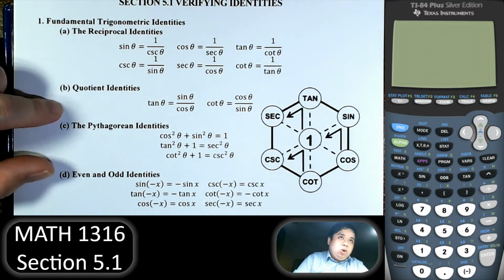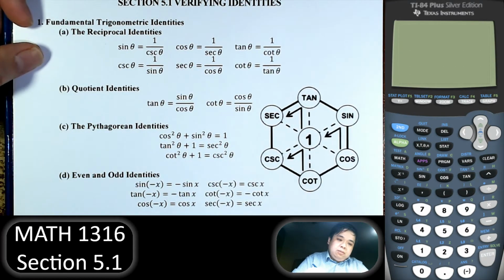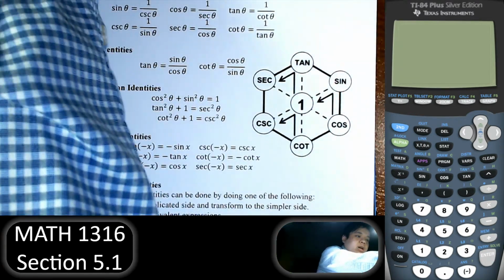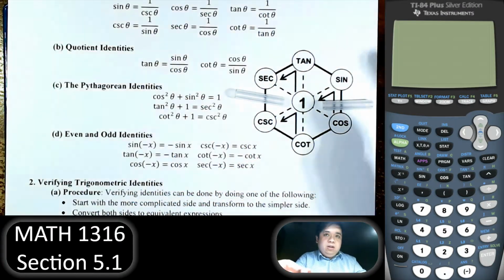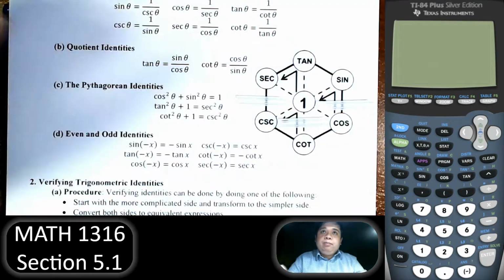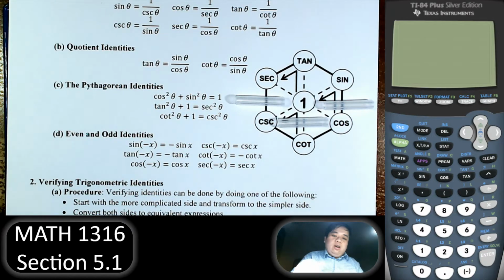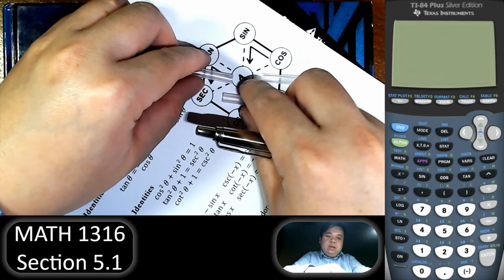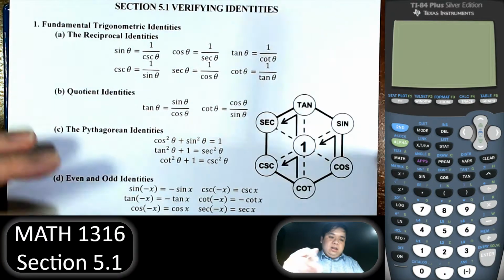Reciprocal, quotient, and Pythagorean identities can all be deduced from this hexagon. For a hexagon where we put a trig function on the top, like tangent, there will be 3 ratios. So tangent is sine over cosine, 1 over cotangent, and secant over cosecant. And of course you can rotate the hexagon. Whatever function is on the top, we will have 3 ratios like that. And that will take care of those identities.